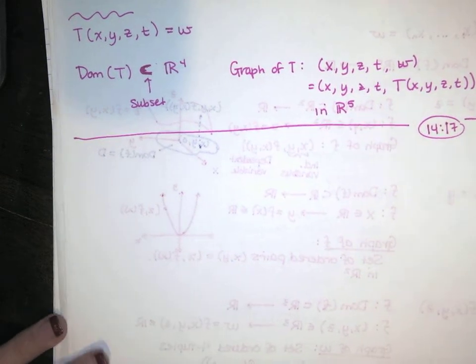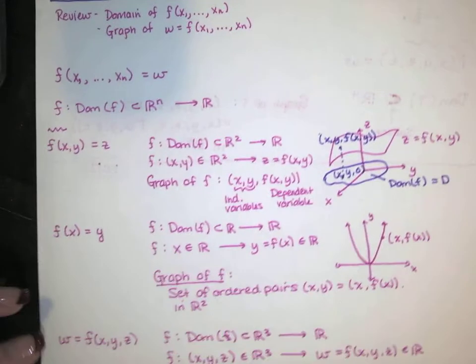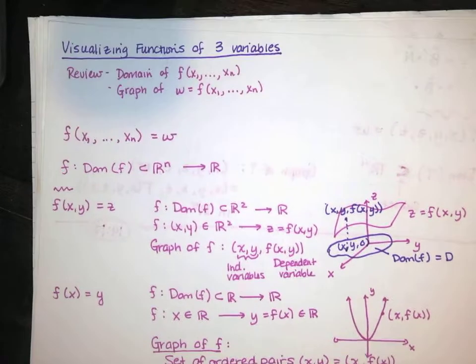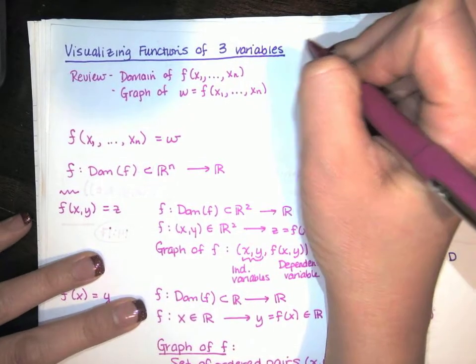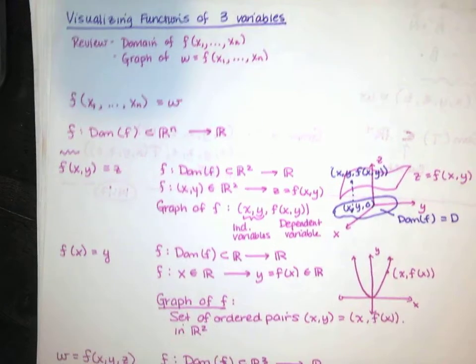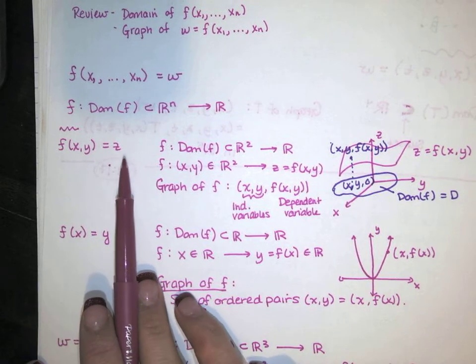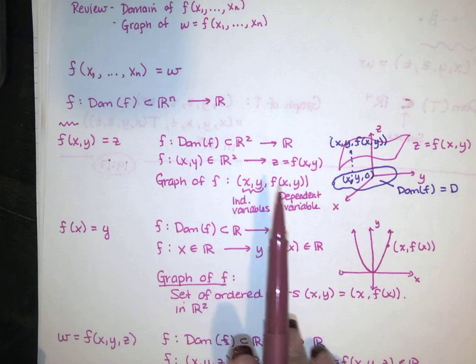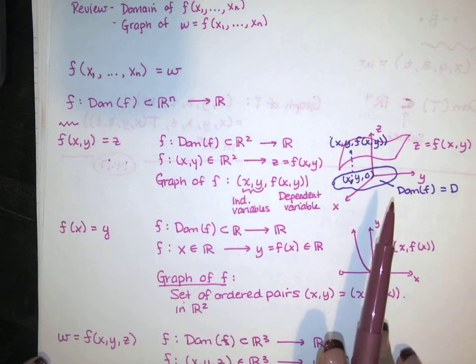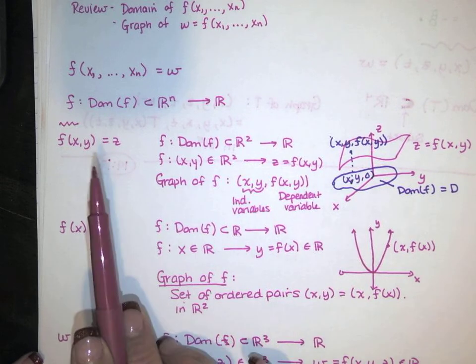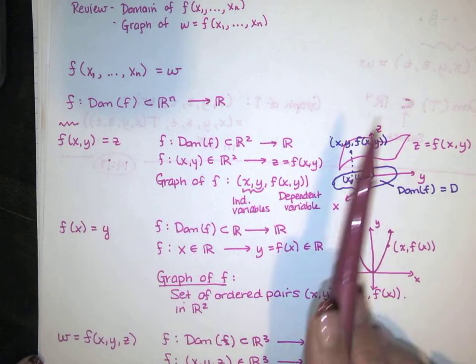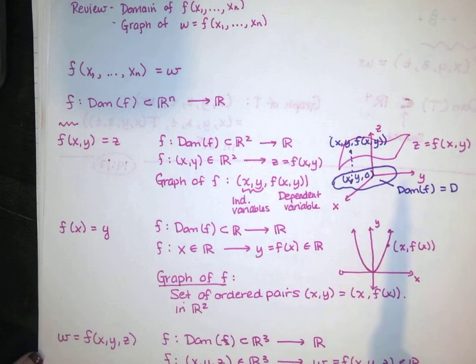Now let's talk about what this video is supposed to be about. How do we visualize functions of 3 variables? We've talked about visualizing functions of 2 variables. We were able to graph a surface like this, and we were also able to infer what this surface might look like by graphing level curves.